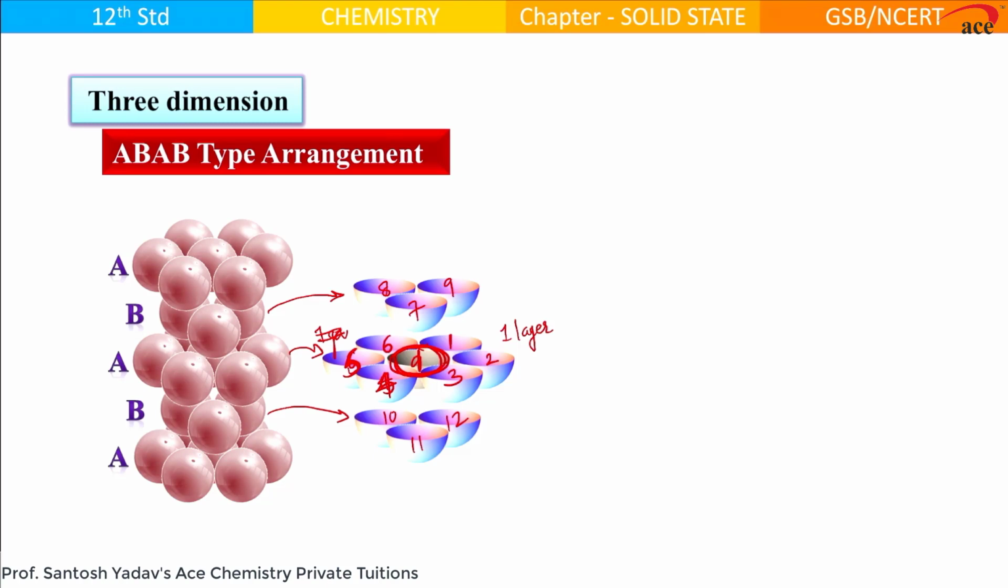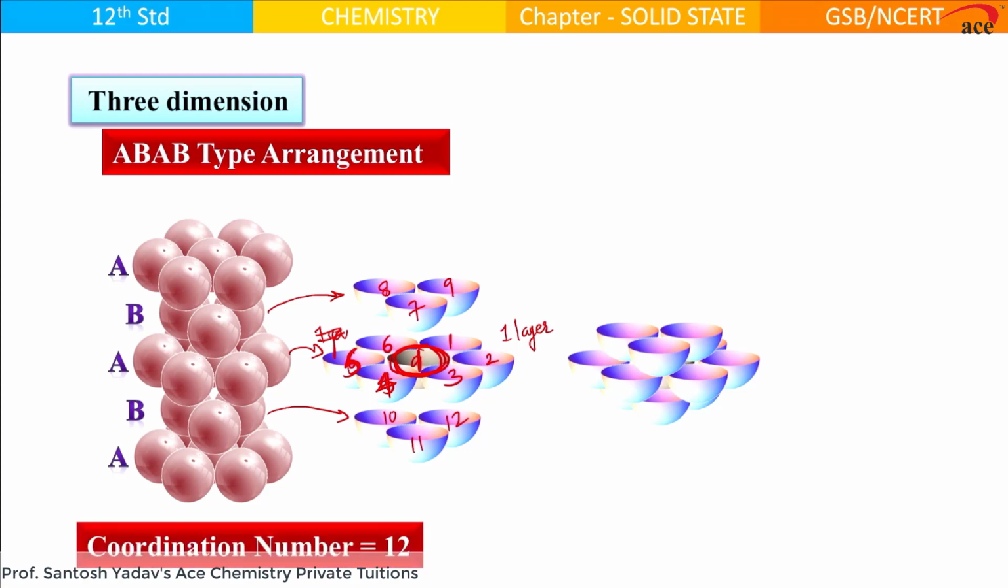Actually, any sphere, if you try to see in this AB arrangement, will be in direct contact with 12 spheres, 6 spheres in one layer, 3 above and 3 below. Such a type of arrangement is called an AB type of arrangement, and the coordination number is 12.